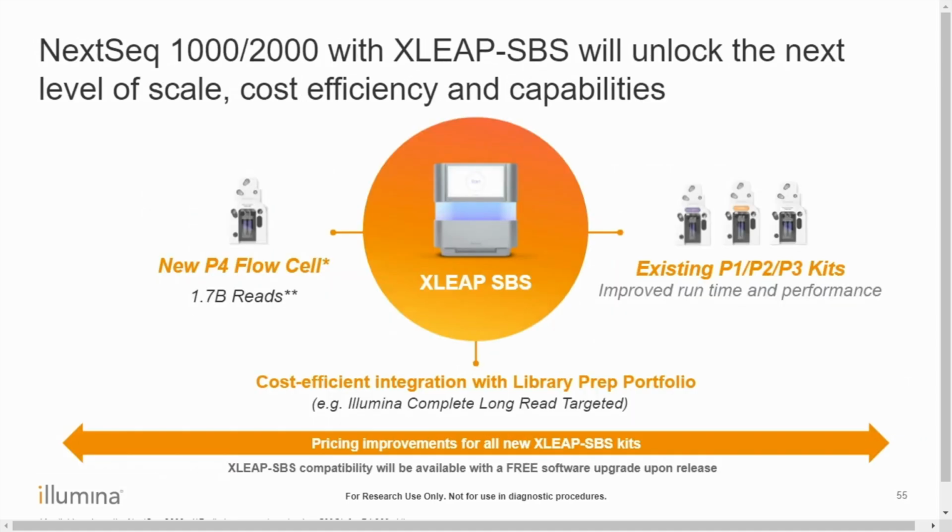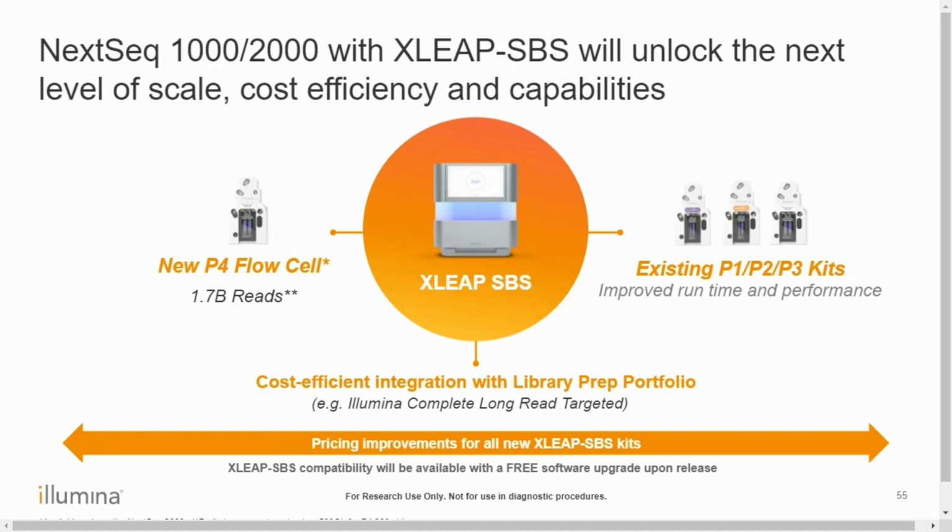But more importantly, I wanted to leave you with a detailed description of everything we've announced will come with the XLEAP 2024 update. First, we plan to release a new P4 flow cell that will enable more than 500 gigabases of data with 1.7 billion reads, representing a 40% increase over current P3 levels and enabling the lowest cost per gigabase ever on an Illumina benchtop instrument.